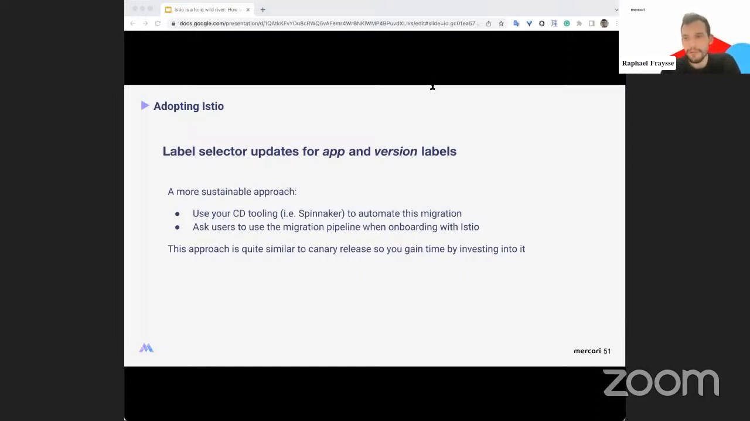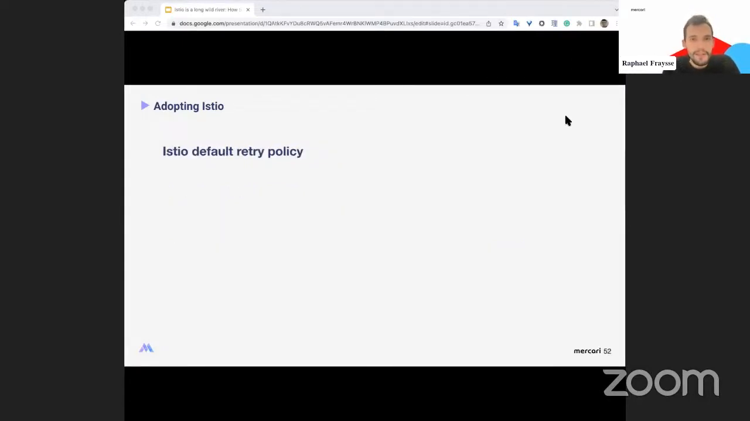So also Canary release can help a lot there, because Canary is a feature you want in any case. So if you are able to have this kind of Canary release for the app and version migration, that's a way to save time. Then it was not the last issue that we had. Actually, we had an issue, but it's resolved.